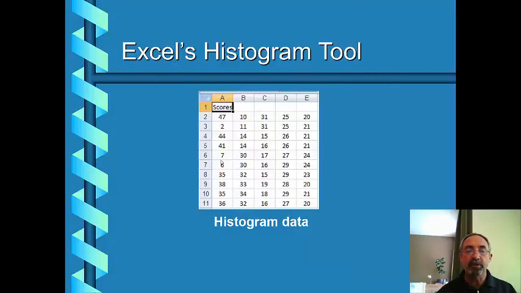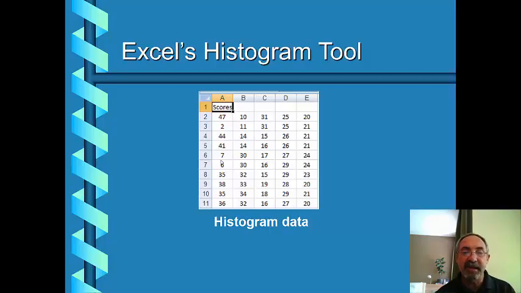But Excel will do a histogram for us. And here you can see we have a set of data. This could be anything from ages to speeds on the road or whatever we have. But in this case, we're going to use scores, right? And feel sorry for that poor person that got a score of 2 on this particular test. But anyway, these are the scores here.